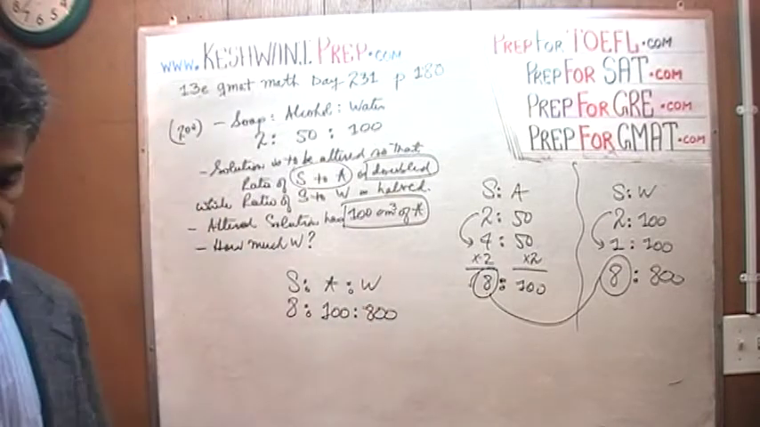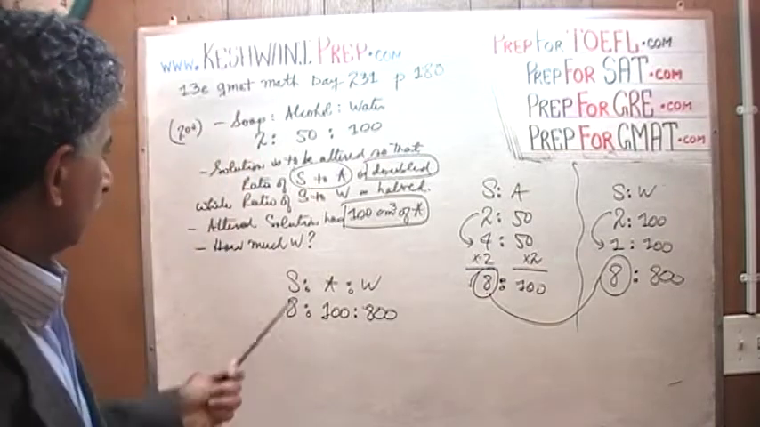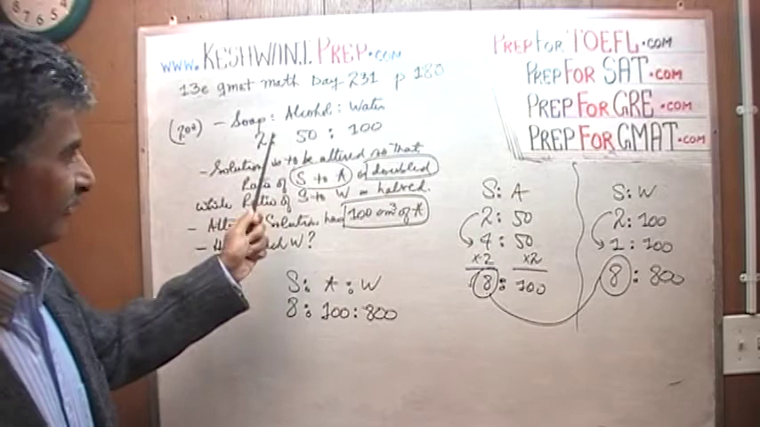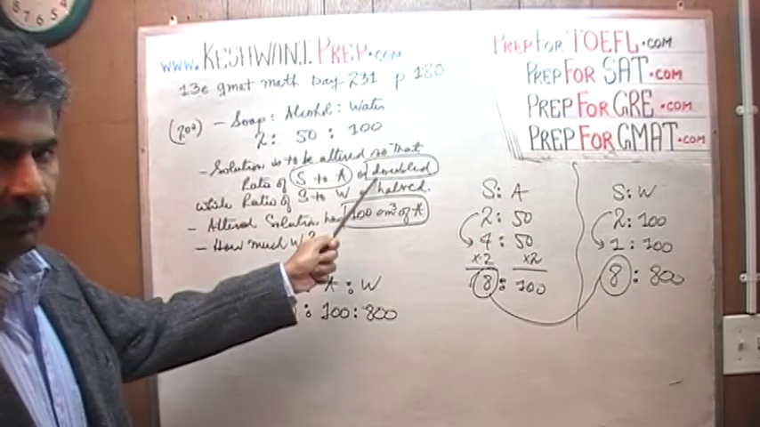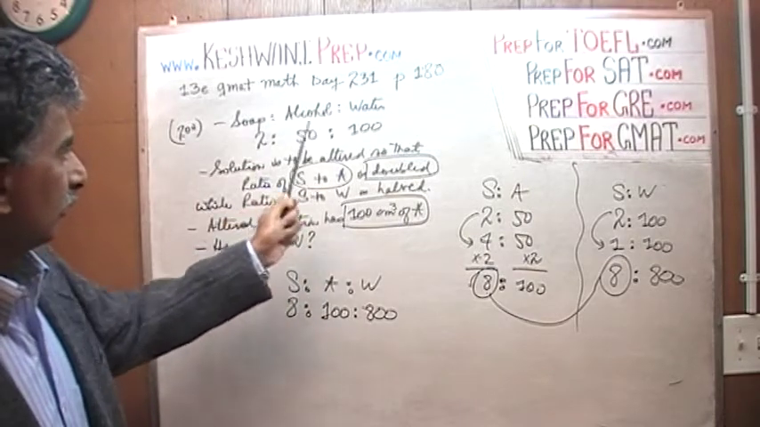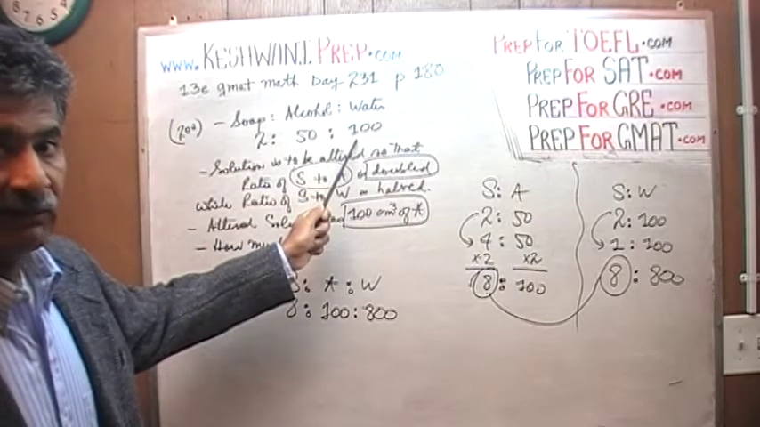And this final solution has fulfilled both the conditions. Soap to alcohol, before it was 2 to 50, which is same as 4 to 100. Now it is 8 to 100. It has been doubled. Soap to water, before, was 2 to 100, which would have been same as 16 to 800.